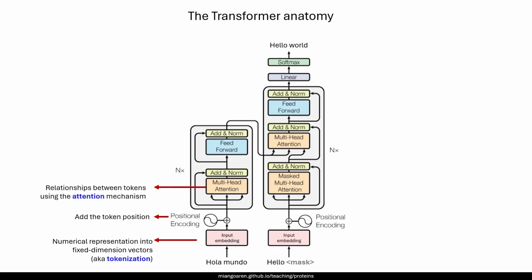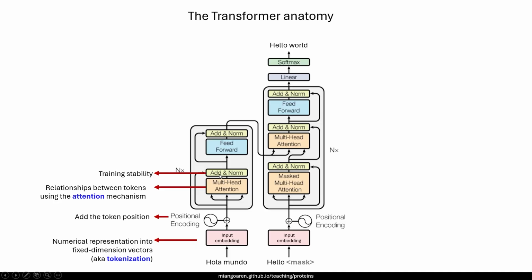As the fourth element, now we have precisely the star operation of the transformer, which is attention. What it allows us to do is identify the relationships that exist between tokens, and this allows us to extract the contextual information from the phrase itself.